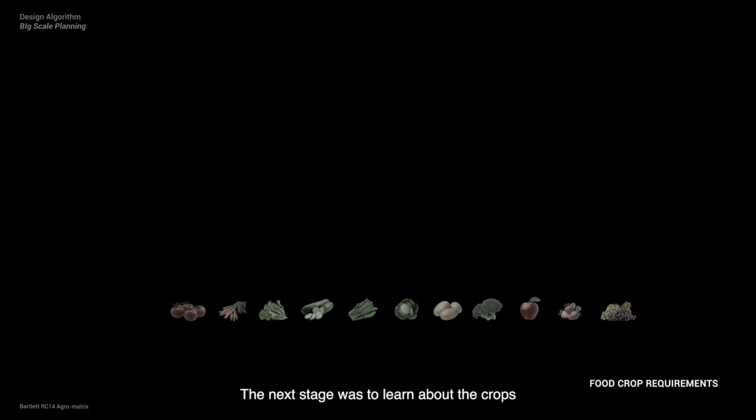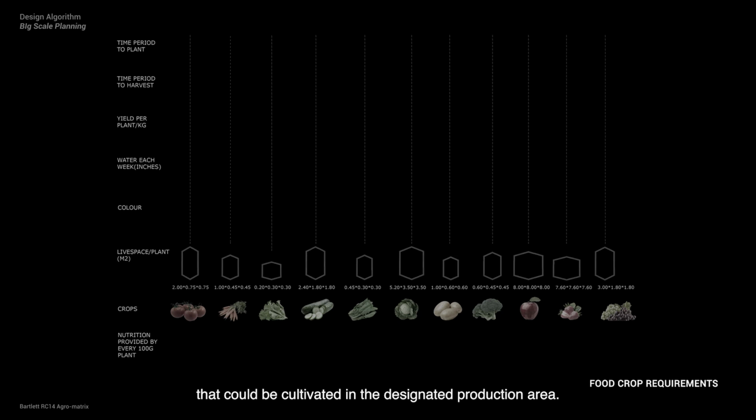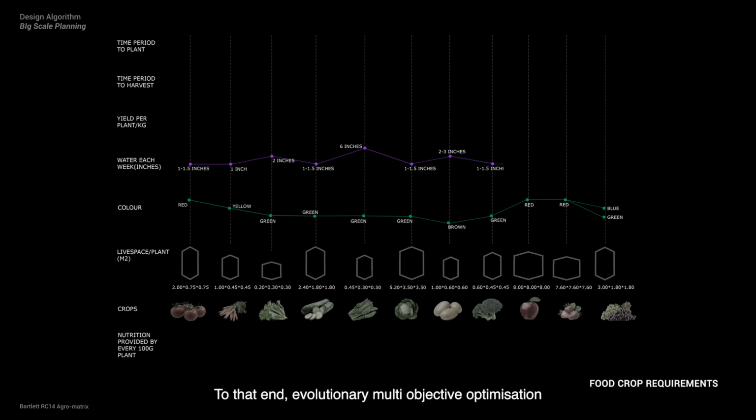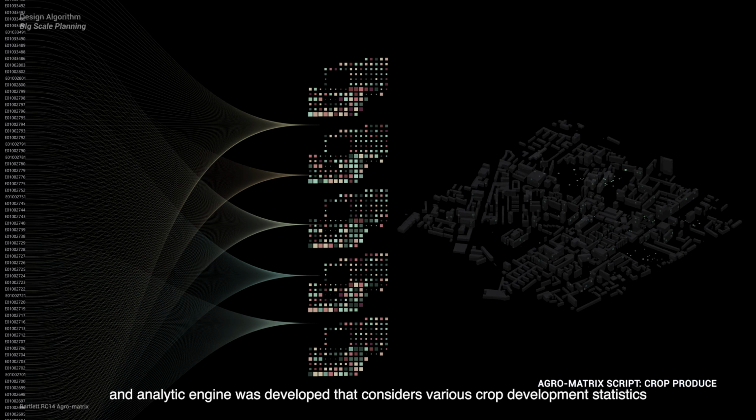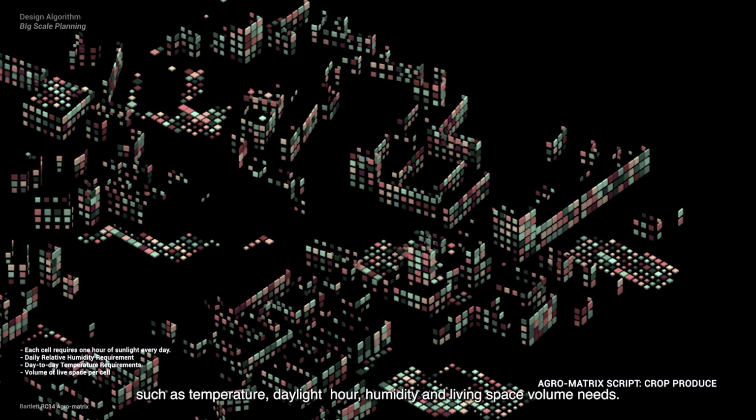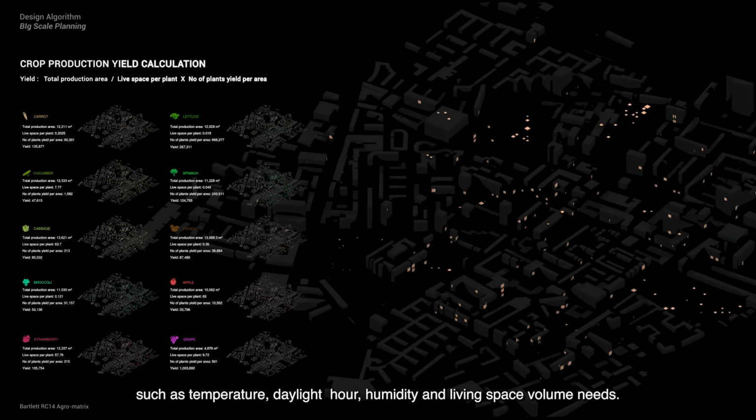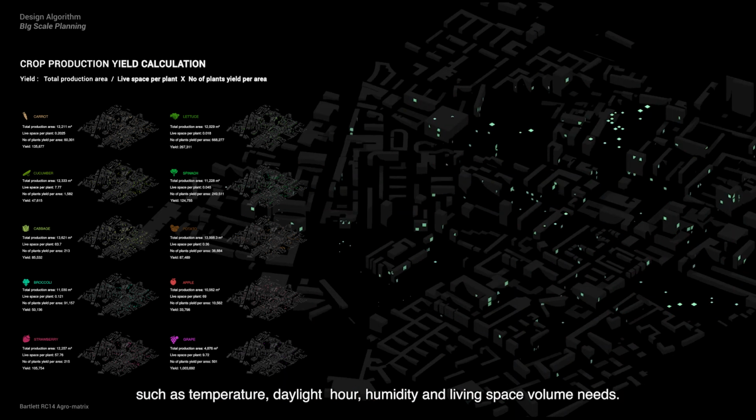The next stage was to learn about the crops that could be cultivated in the designated production area. To that end, an evolutionary multi-objective optimization and analytic engine was developed that considers various crop development statistics such as temperature, daylight hours, humidity, and living space volume needs.